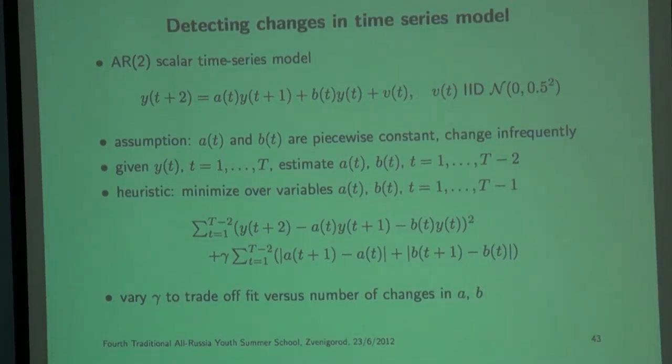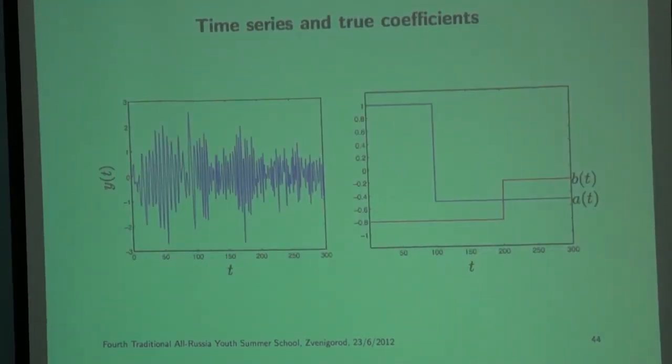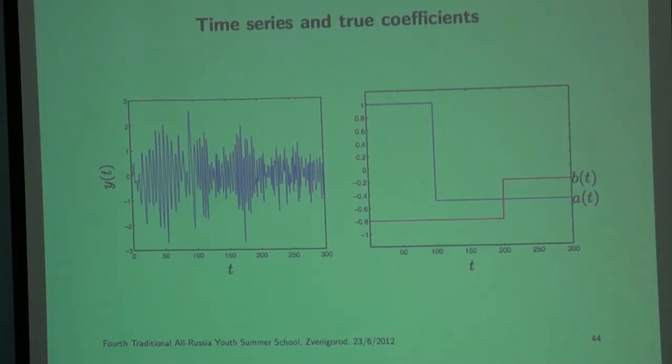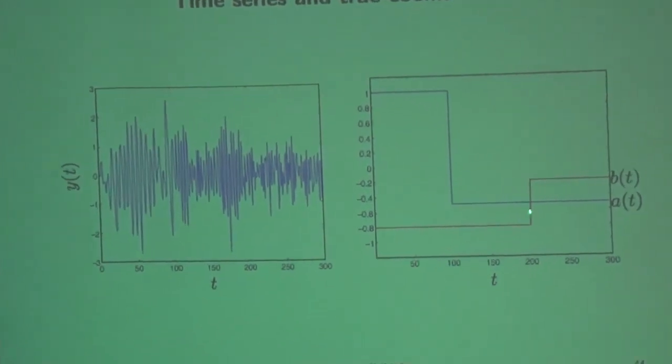So let's see how this works. Here's an example. I mean, this is a silly example, but it goes without saying, this works with matrices and things like that, where no human being could ever come close to doing this. Not even close. So here's the data. It's an AR2 model, and here what happens is at t equals 100, A changes, and at t equals 200, B changes.